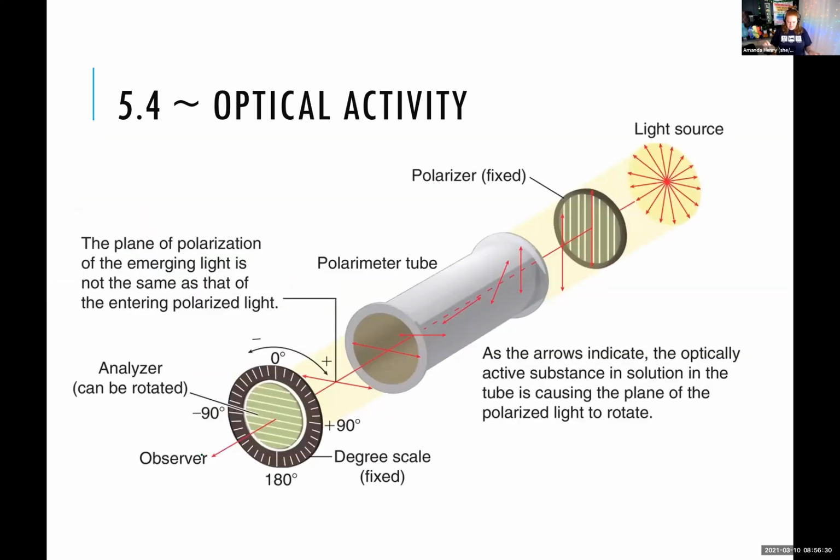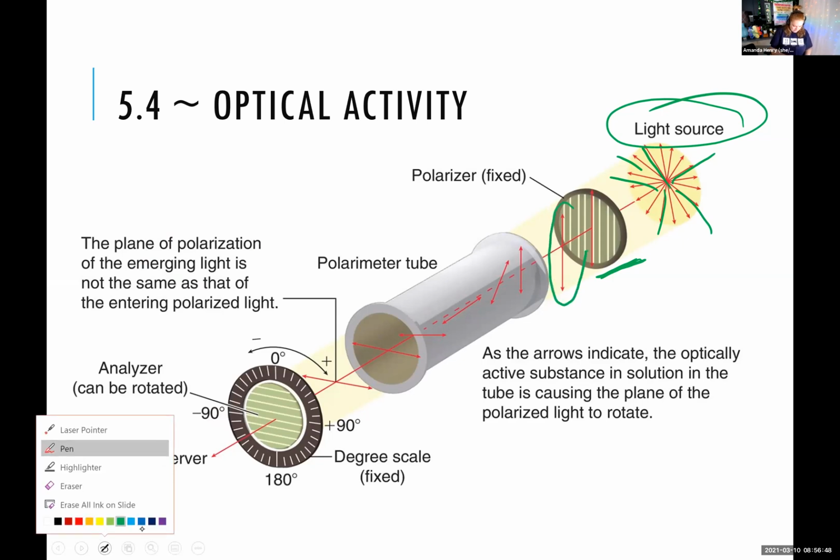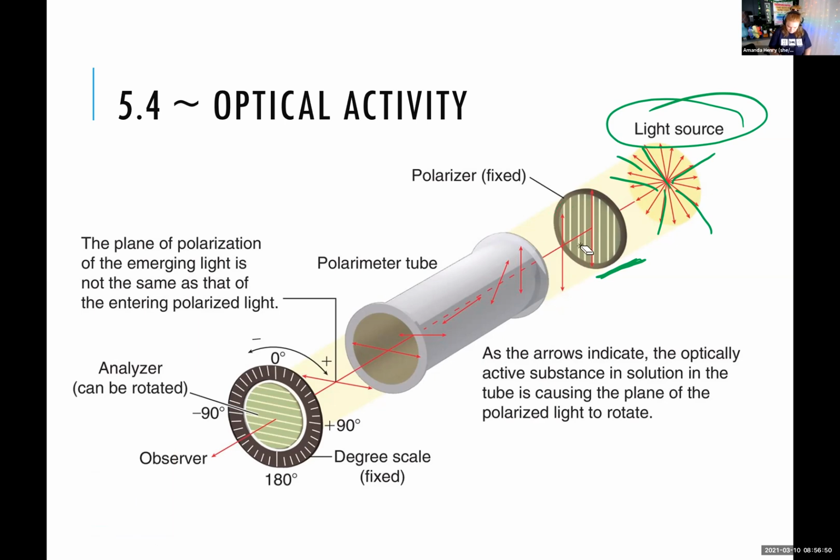Here's our next part here. So we're starting over here with our light source. This is just representing the light going in all different directions. Here is our polarizer or our filter. So now it's only letting that wavelength through. So the one that's just straight up and down.